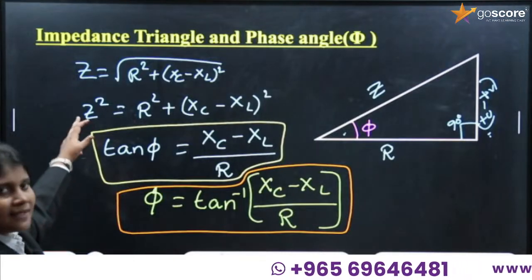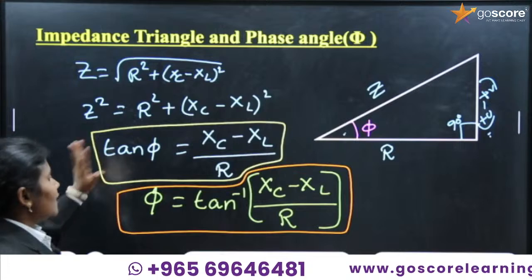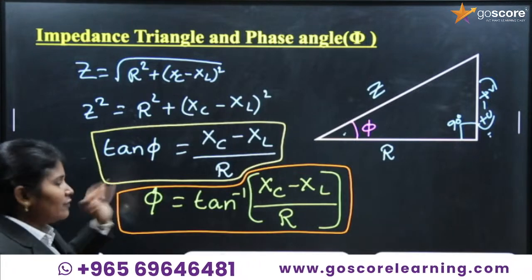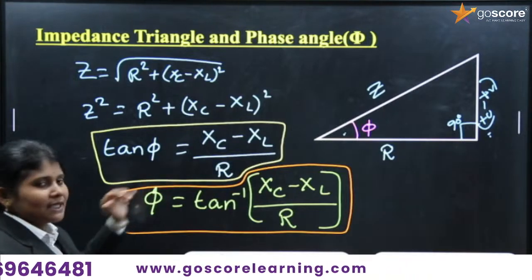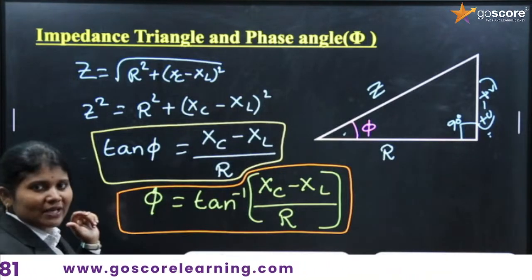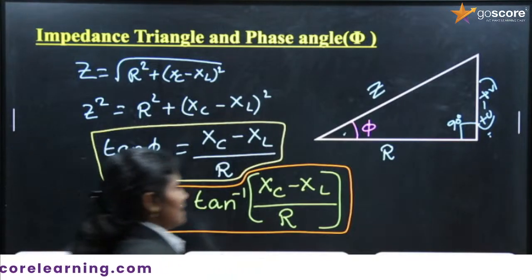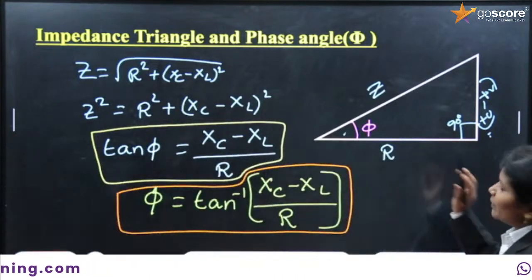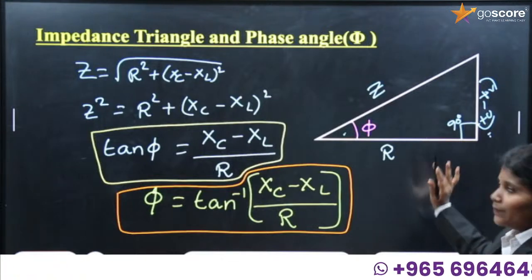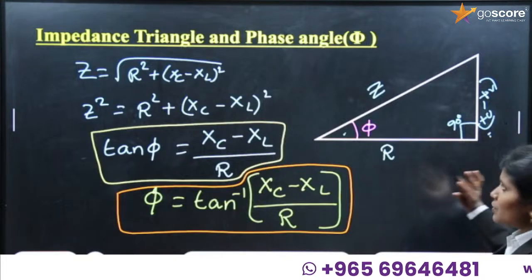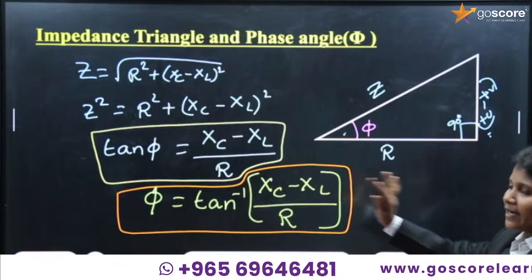So what is the impedance equation? Root of R square plus (XC minus XL) whole square. Then what is the power factor, guys? Tan phi is equal to XC minus XL by R. It is the opposite side by adjacent side. What is the phase angle? Tan inverse of XC minus XL by resistance. This is the diagram, the impedance triangle. Here we are using Pythagoras theorem. It is a hypotenuse, an opposite side, an adjacent side. What is the phase angle? Phi. Power factor is tan phi.